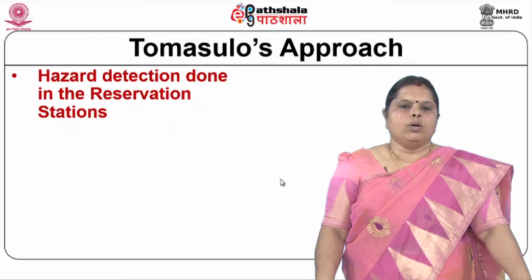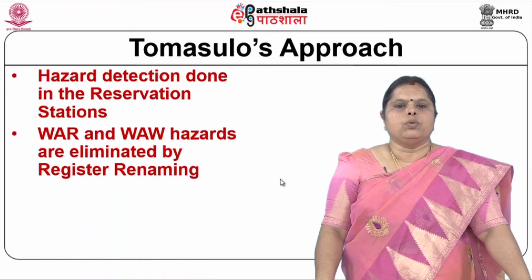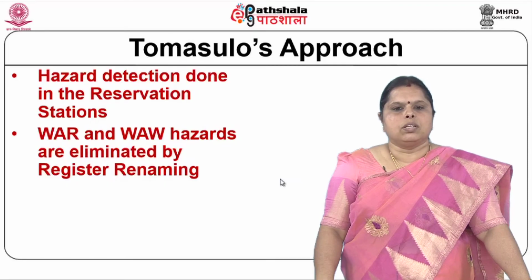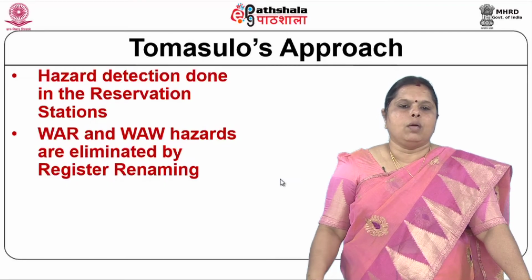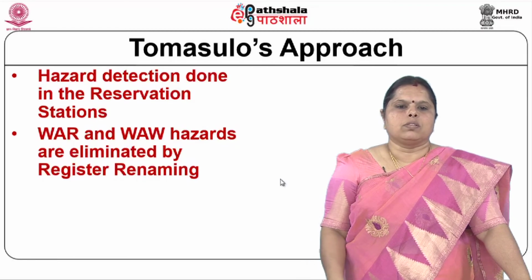Before we go into the details of the simulation, we will quickly go through the basics of the Tomasulo's approach. You know that in the case of the Tomasulo's approach, the hazard detection is done in the reservation stations, because the reservation stations do the renaming process between the registers and the instructions. So an instruction involves a register operand. This is renamed to a reservation station.